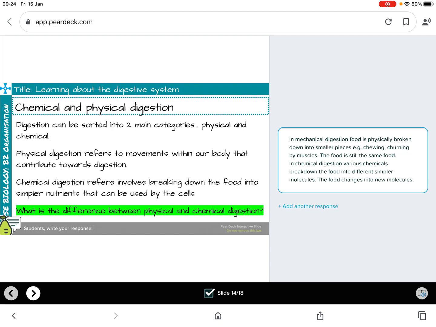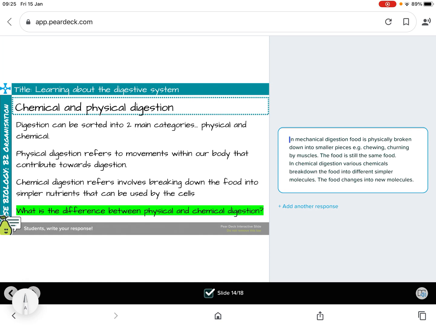Right. So I mentioned throughout all these slides two different things, mechanical digestion and chemical digestion. It's sorted into two categories. Physical digestion refers to movements within our body that contribute towards digestion. So in mechanical digestion, food is physically broken down into smaller pieces. And this happens through chewing and churning by the muscles. The food is still the same. It hasn't changed. If you ate a chip, it's still a chip. It's just mushed up into tiny pieces.